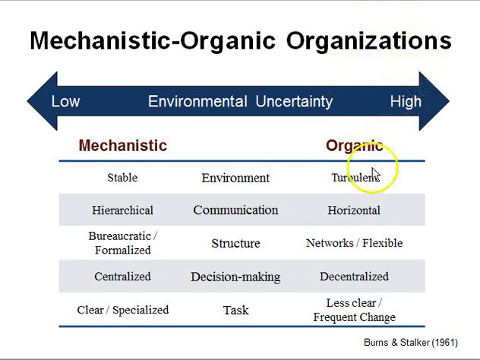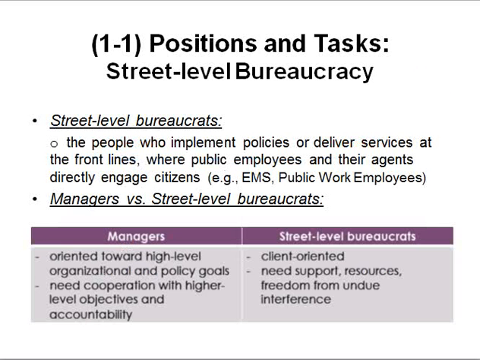More specifically, the environment might be turbulent, the communication is more horizontal, the structure, the main concept of this chapter, is a network and more flexible, decision making might be decentralized, and tasks are less clear with frequent change. These are the two distinctive characteristics of organizations in the context of structure in response to organizational change and environmental change. In more detail on positions and tasks, the textbook mentions street level bureaucracy.